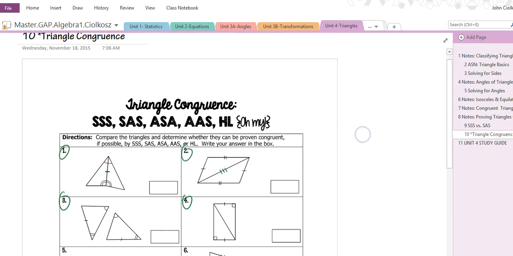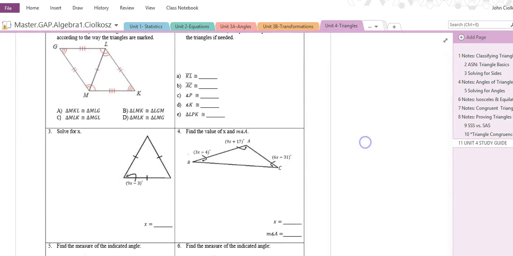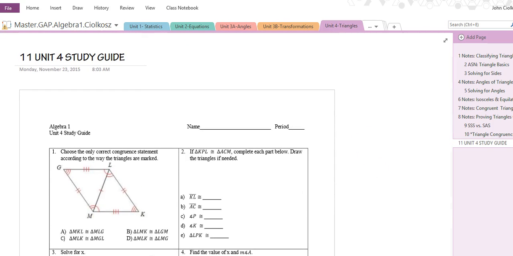Once you've completed that, you're moving on to the study guide and completing all problems there. Once you've completed the study guide and checked your answers, all you have left for this unit is to successfully pass the Unit 4 exam. Best of luck.